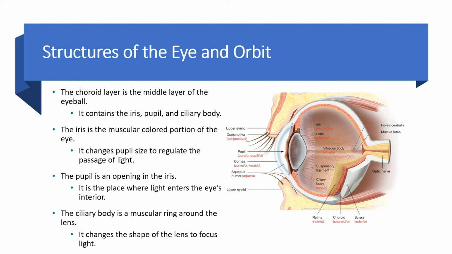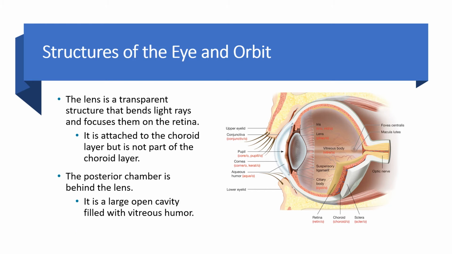And then the ciliary body is a muscular ring around the lens, and it changes the shape of the lens in order to focus light. The lens is a transparent structure that bends light rays in order to focus them on the retina. It's attached to the choroid layer, but it's not part of the choroid layer. The posterior chamber is behind the lens, and it is a large open cavity filled with vitreous humor.